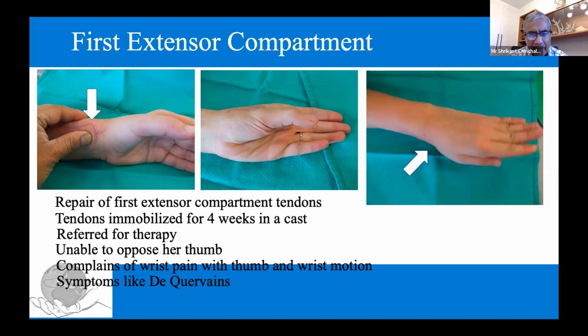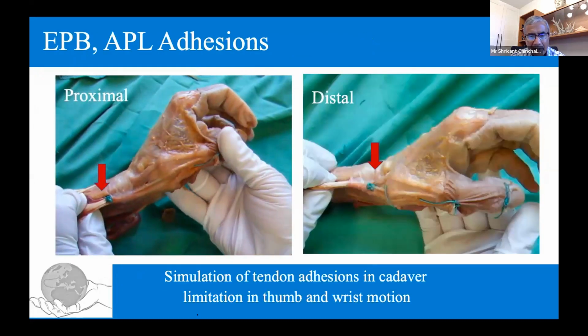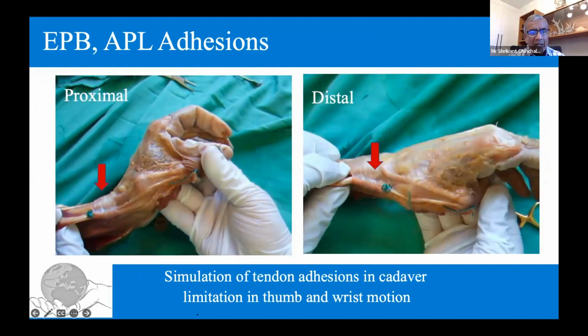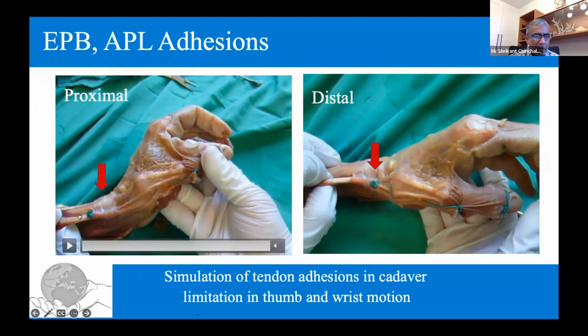We identified that the first extensor compartment extensor tendons had a significant amount of gliding resistance when the patient performed radial motion. So we simulated this in a cadaver and identified that if the tendons are repaired proximal to the extensor retinaculum, patients will have significant limitation in terms of CMC, MP, and IP joint motion, and of course, patients will have difficulty performing ulnar deviation of the wrist and thumb opposition to the index, long, or other digit.